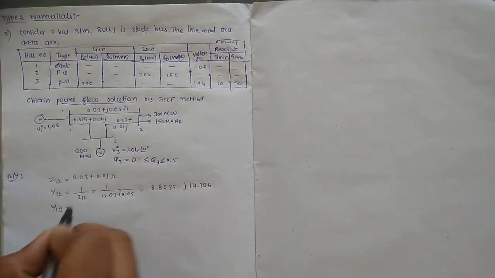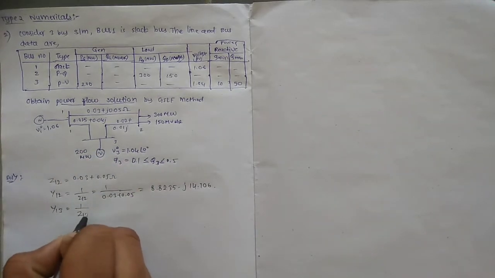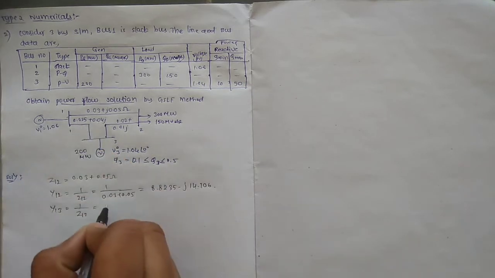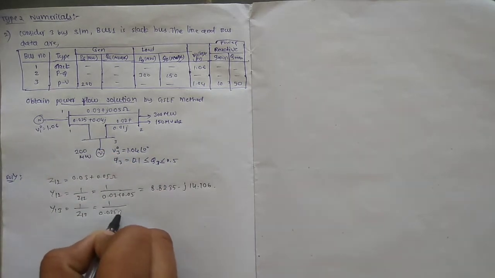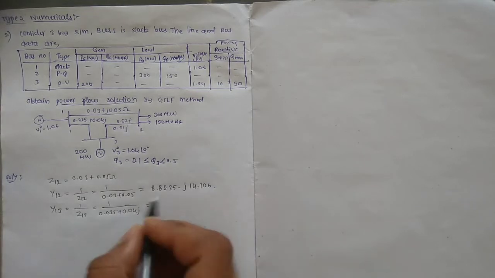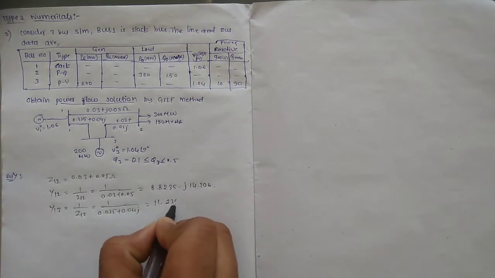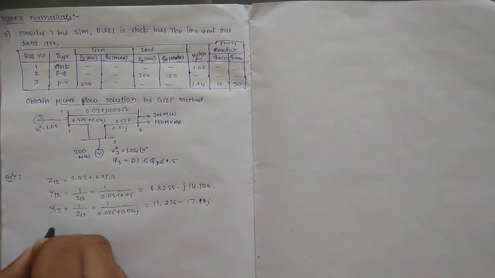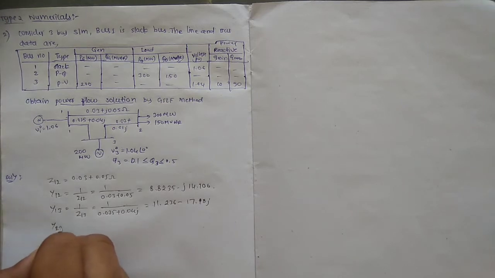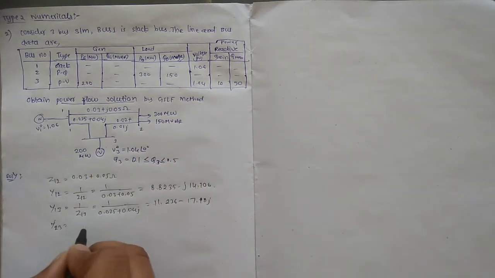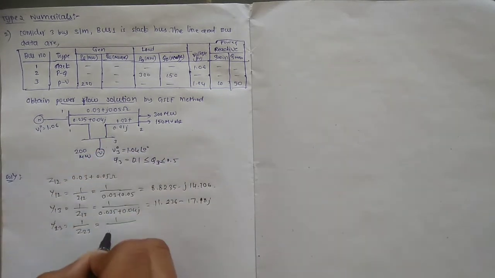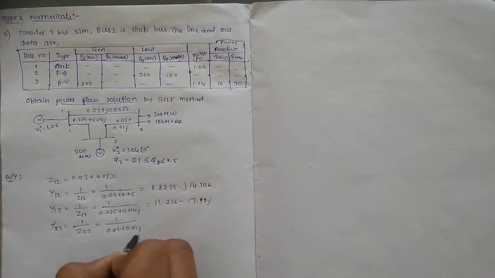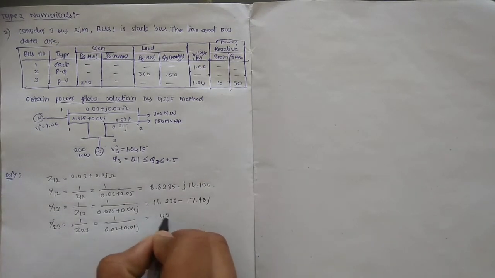Similarly for Y13, that is 1 divided by Z13. Z13 is 0.025 plus j0.04, so 1 divided by that is equal to 11.236 minus j17.98. And Y23 is equal to 1 divided by Z23, which is 1 divided by 0.02 plus j0.01. This is equal to 40 minus j20.